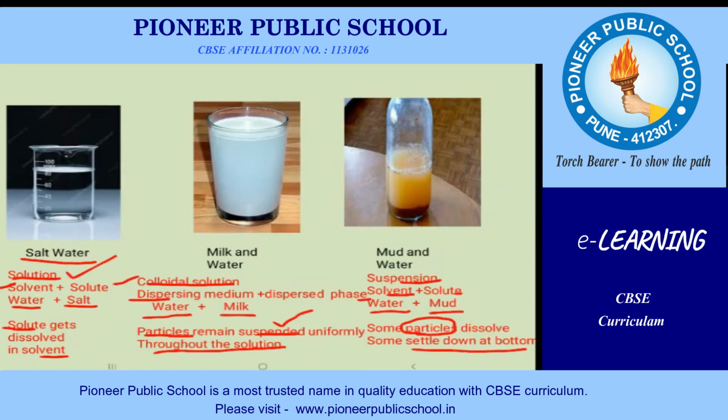Here, a solution is a homogeneous mixture which is uniformly mixed. Colloidal solution and suspension are heterogeneous mixtures which are not uniformly mixed, but the particles remain suspended. We have to remember this.